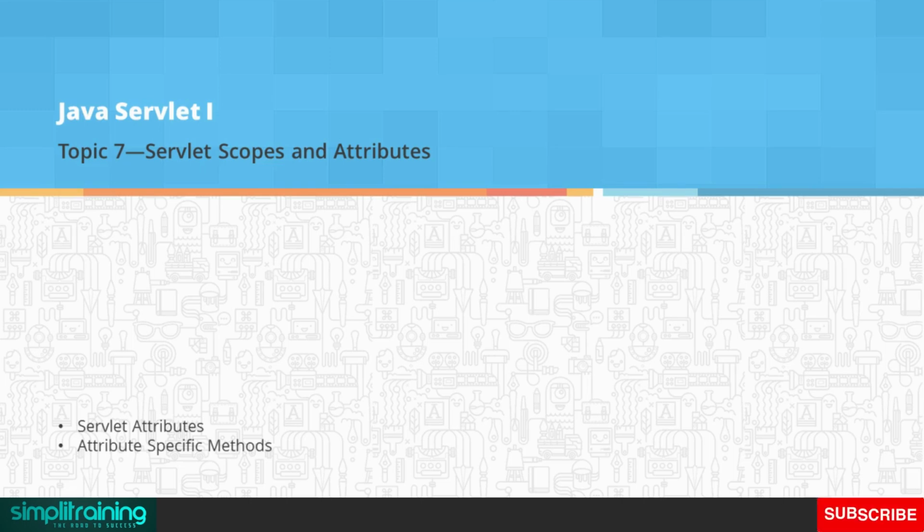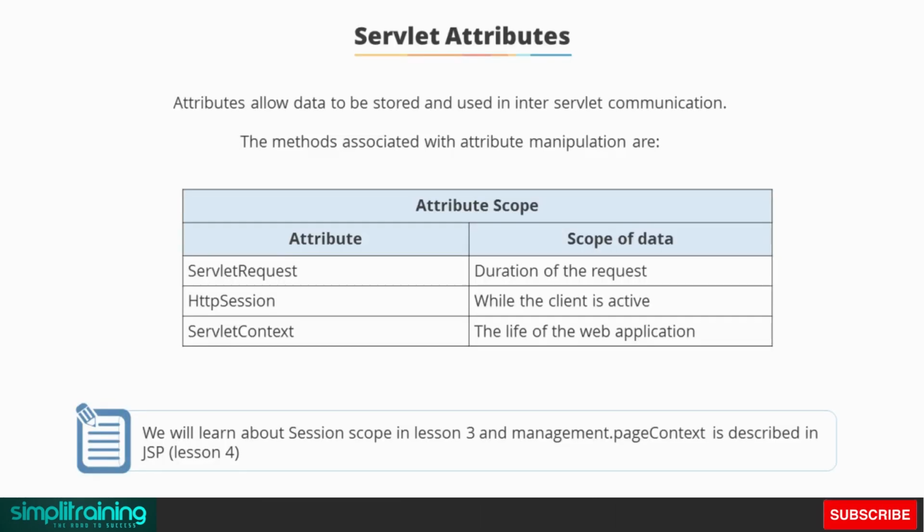Attributes allow data to be stored and used in inter-servlet communication, and the methods associated. The scope of the data will be the duration of the request, the HTTP session, only available while the client is active, and the servlet context, which is available across the entire life of the application.